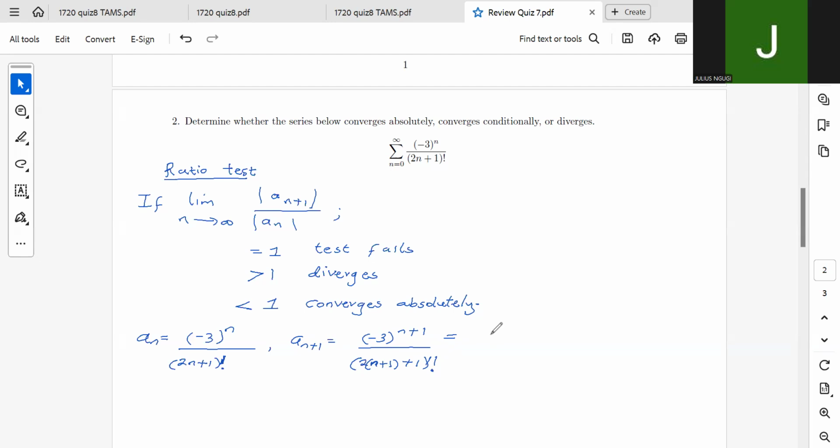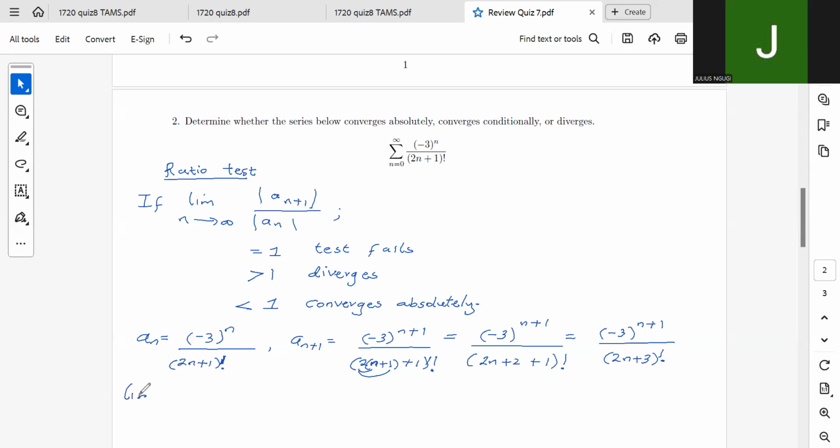So this will become minus 3, let me write it in a more clear manner, divided by 2n, if I distribute to 2n, then 2n plus 2, then plus 1, it was out of the parentheses, factorials. So this is the same as minus 3 to the power of n plus 1 divided by 2n plus 3 factorials. And now we can apply the test.